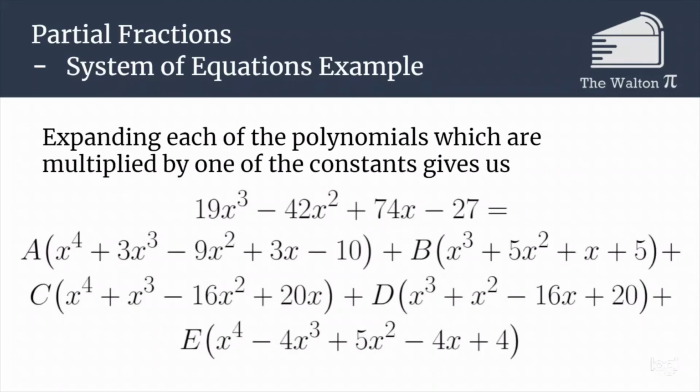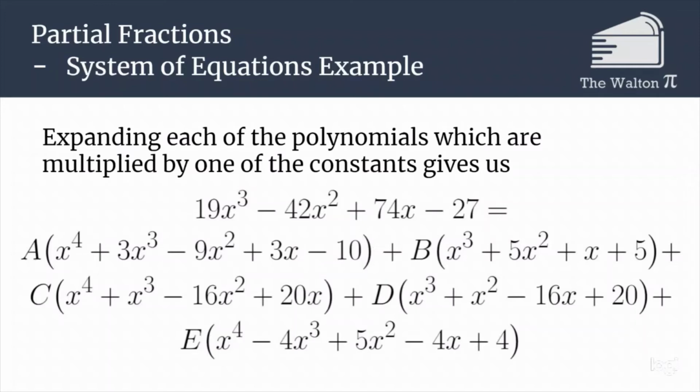The next thing we can do is expand out all of these polynomials, and this is messy, but it is one of the things that we're going to have to do if we do this method. So expanding out all of those polynomials, we get A times x to the 4th plus 3x cubed minus 9x squared plus 3x minus 10, and so on.